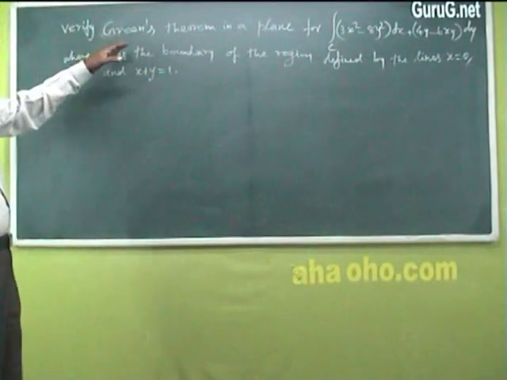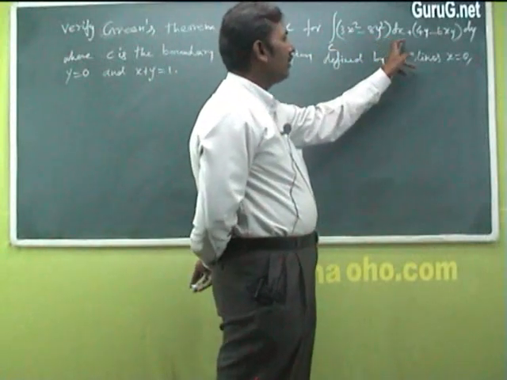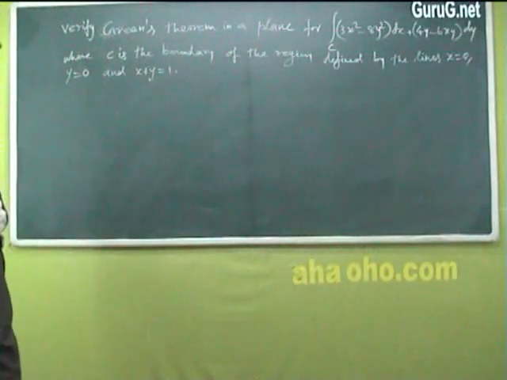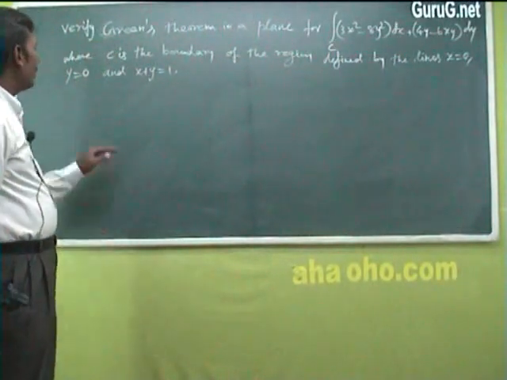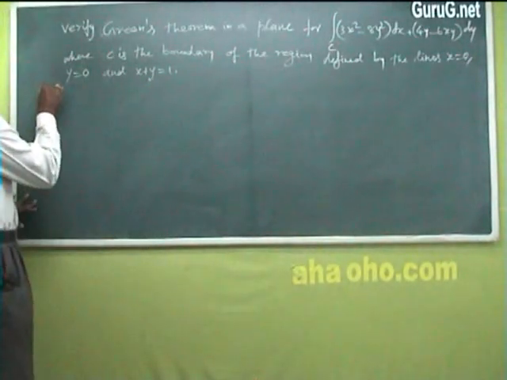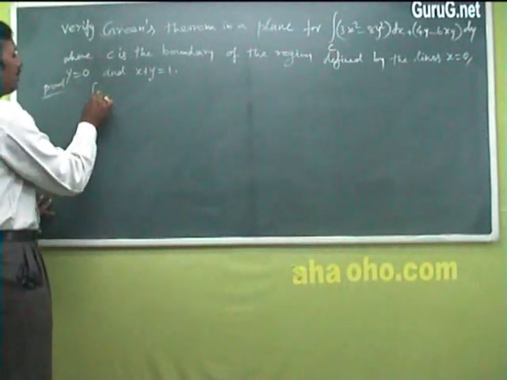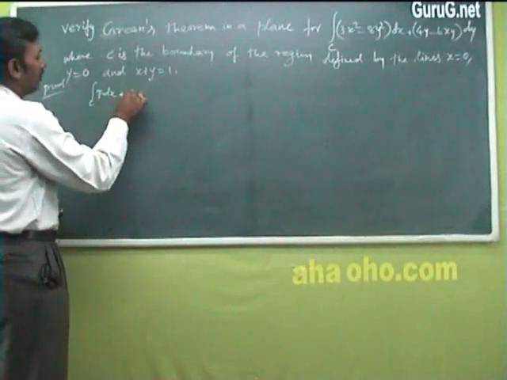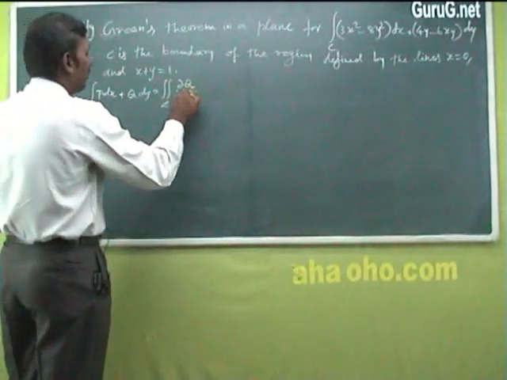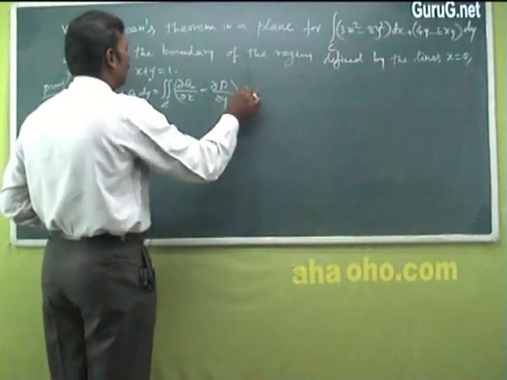Next problem: verify Green's theorem in a plane for the integral over c of 3x squared minus 8y squared into dx plus 4y minus 6xy into dy, where c is the boundary of the region defined by the lines x equal to 0, y equal to 0 and x plus y equal to 1. Then what will be the statement of Green's theorem? The integral over c of p dx plus q dy equals the double integral over R of dou q by dou x minus dou p by dou y dx dy.